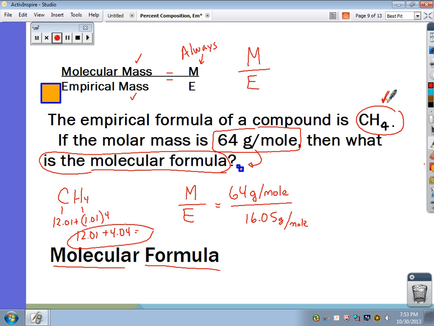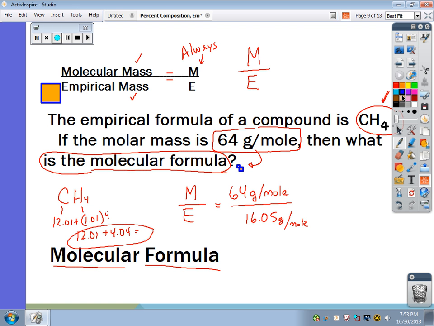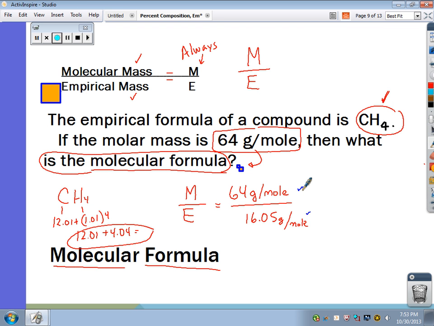Now if you look, the mass of what you have in an empirical formula is smaller. Isn't this smaller than this? So that tells me the mass of what it really is is heavier than my empirical formula. So if you do your math and you divide, you are going to get 3.98. Well, that's darn close to 4, so we're just going to call it 4. And what does that mean? That means that my compound, CH4, that empirical formula, is 4 times lighter than my actual molecule, or my actual molecule is 4 times heavier. So I'm going to take this CH4 and multiply it by 4, and I'm going to have C4H16.